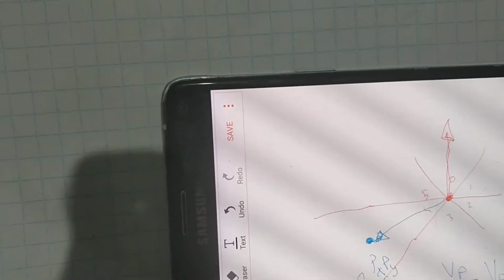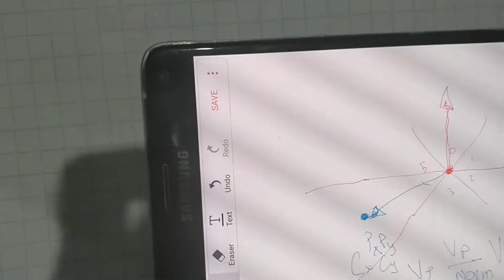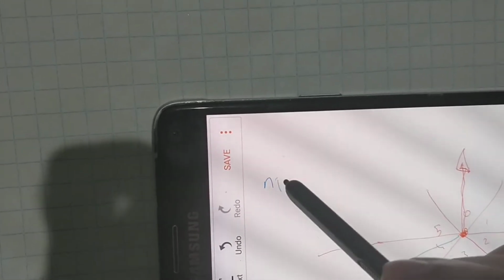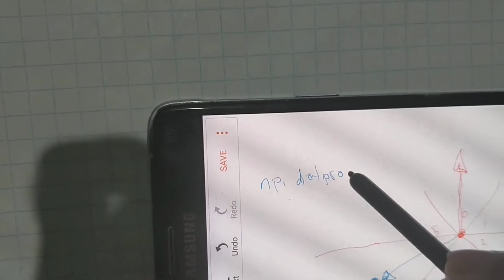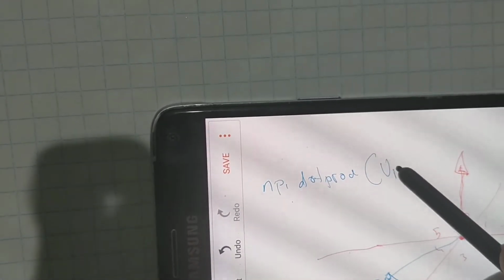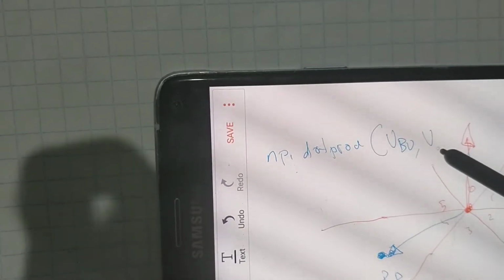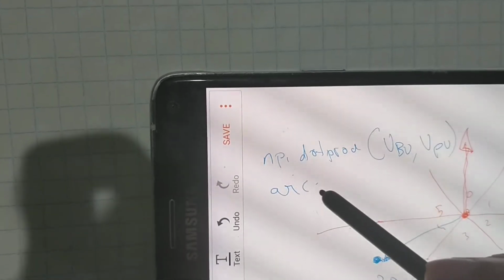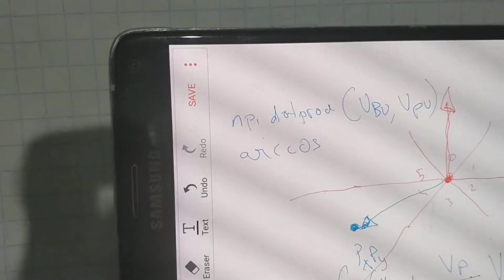And then what we could do is, what is that? If I'm not wrong, I think I looked it up too, so it's not like I got that off the top of my head. I did just to be sure. But I think it's just NP dot prod, and then you would do VBU and VPU, and then just the arc cosine of that will give you the angle. And from the angle, we know.